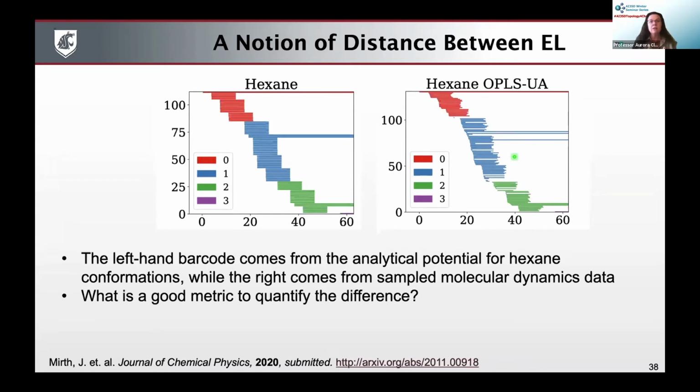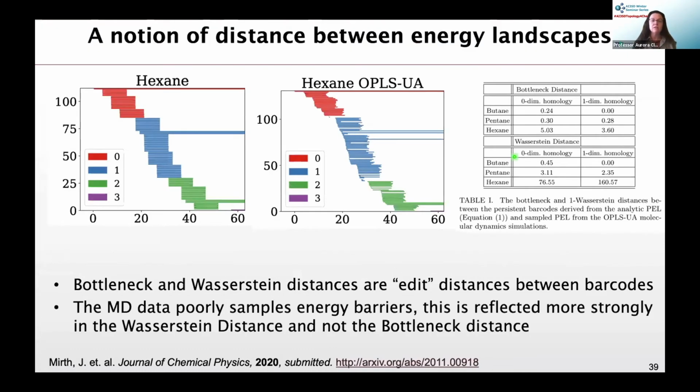And so we know from simulation data that we often can't sample all of the energy landscape perfectly, right? There's always going to be some missing pieces. And so we've introduced and compared some different descriptions of distance to try and quantify what the differences in the energy landscape are if I sample the energy landscape function versus having it analytically. And we examined edit distances, so the bottleneck distance and the Wasserstein distance that was brought up earlier. And you do find different fidelity levels associated with different distance metrics.